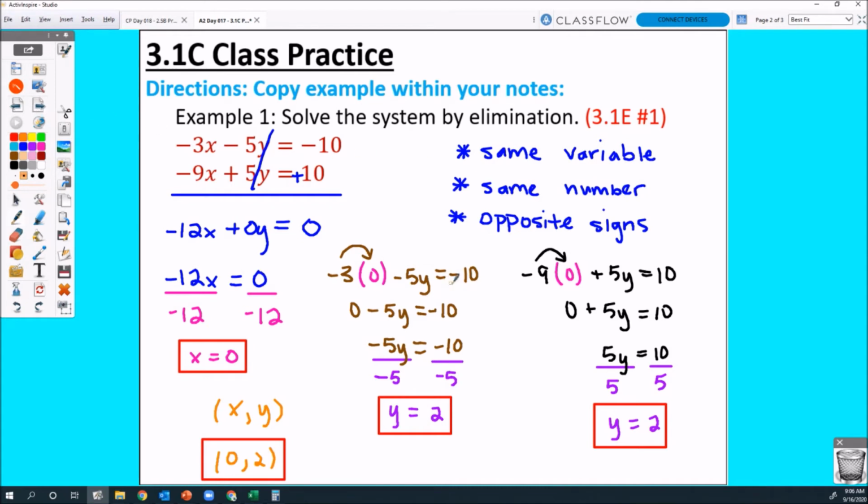So that's all you have to do for elimination. As long as you follow these 3 criteria, same variable, same number, most importantly, opposite signs, then you can eliminate one term and then solve for the other.